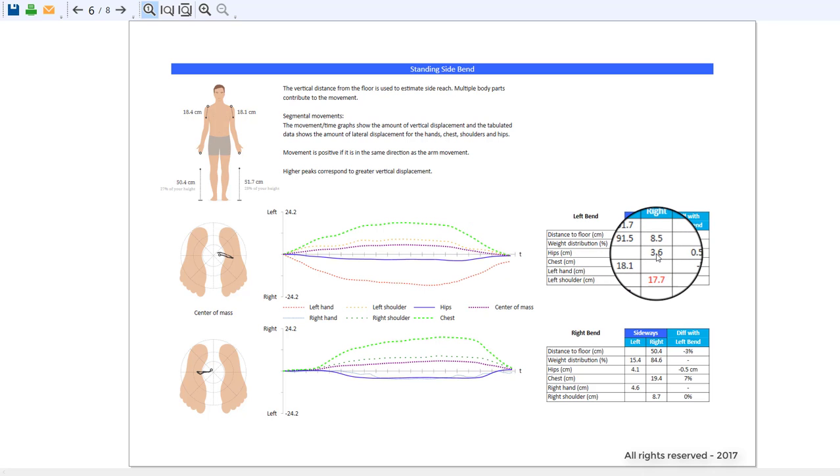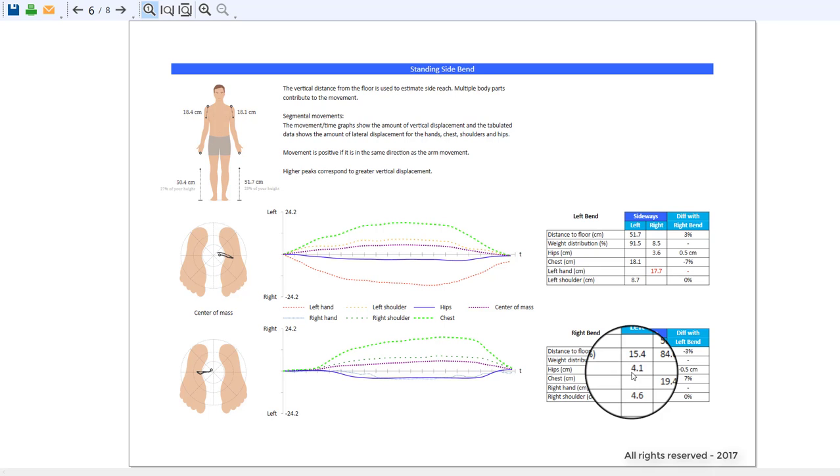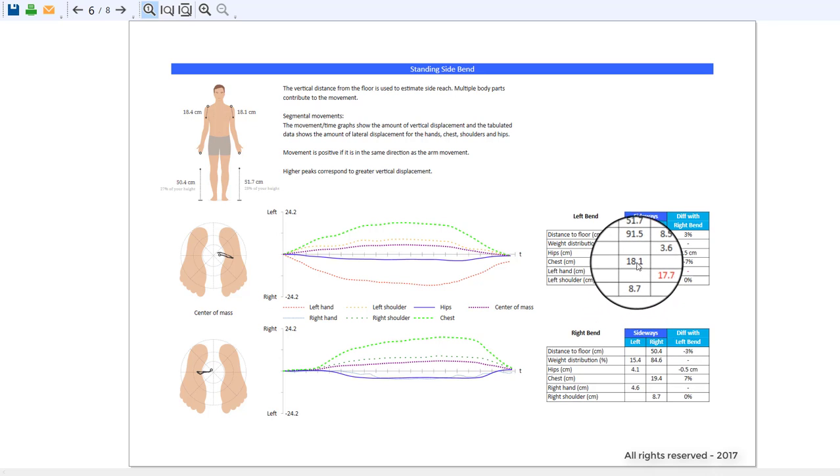3.6 centimeters when bending to the left, and 4.1 when bending to the right, so they are indeed very similar. The same can be said for movement of the chest. When bending to the right, the chest moves laterally 20 centimeters, and when bending to the left, it moves 18 centimeters, and these would be considered very similar indeed. So a symmetrical side bend with very little contribution from the hips, most of the movement coming from the trunk.